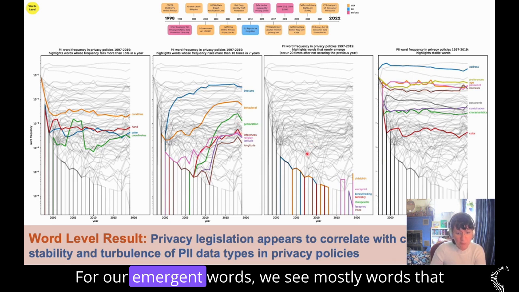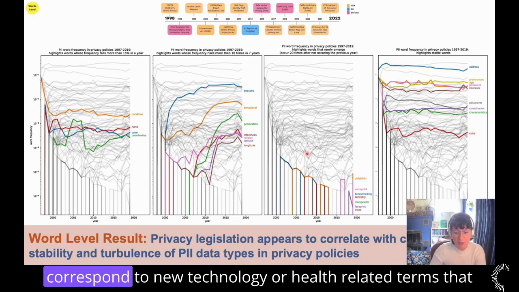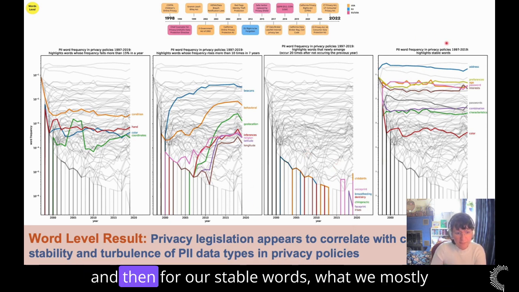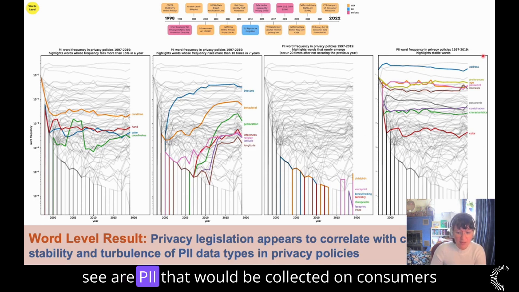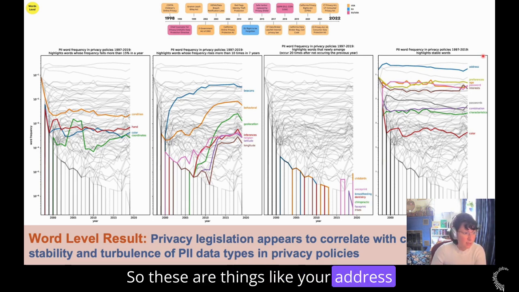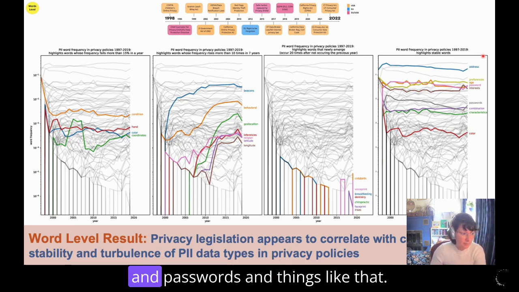For our emergent words, we see mostly words that correspond to new technology or health-related terms that may not have been present in privacy policies before. And then for our stable words, what we mostly see are PII that would be collected on consumers to conduct regular business. So these are things like your address and passwords and things like that.